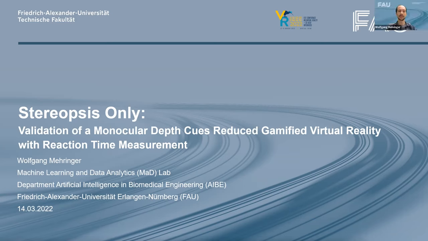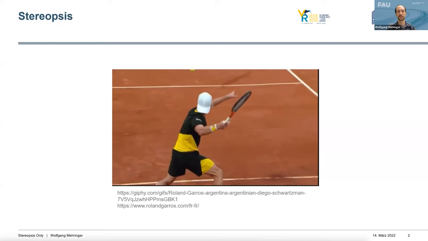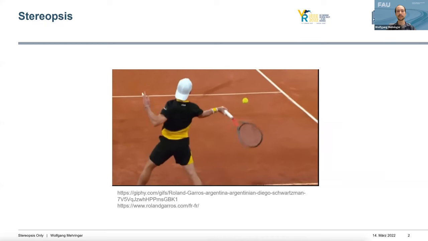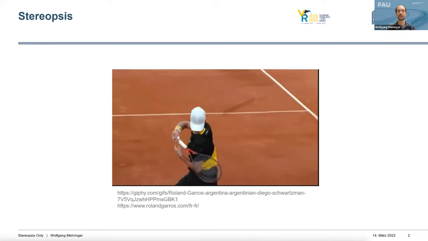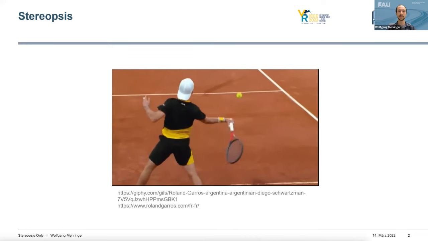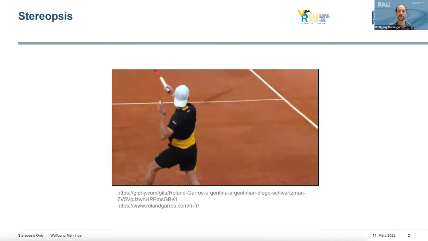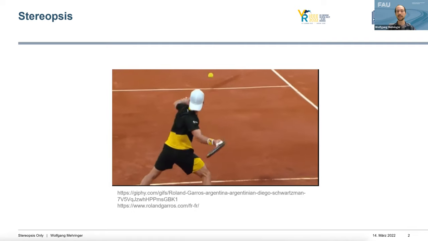I will present the work Stereopsis Only, Validation of Monocular Depth Cues Reduced Gamified Virtual Reality with Reaction Time Measurement. As you might all know, stereopsis describes our visual depth perception based on binocular depth cues, so the different perspectives of our two eyes. This helps us, for example, play tennis and identify the position of the ball so we can hit it. In the absence of binocular depth cues, the performance of visual motor tasks is limited.